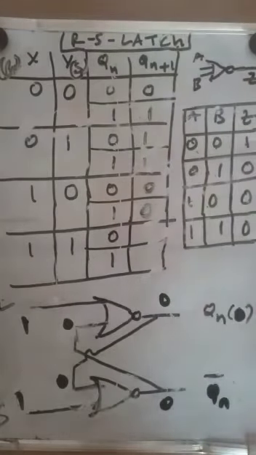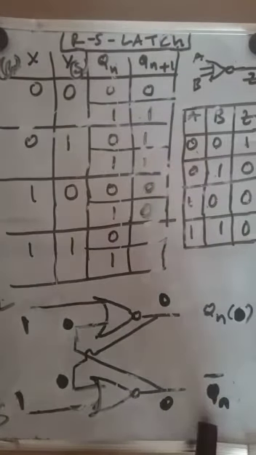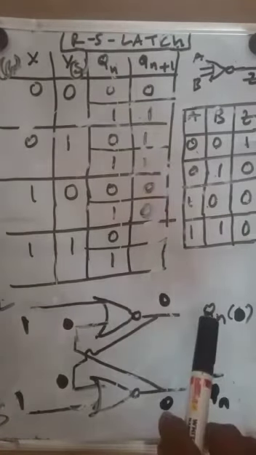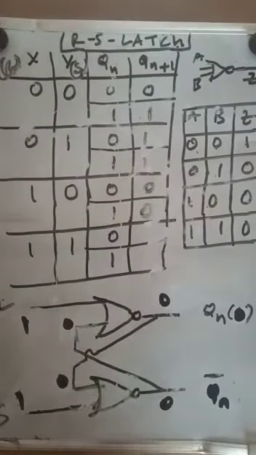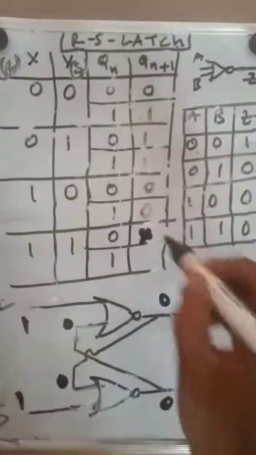0 0. Is it possible? No, because if the value is 1 it should become 0. If the value is 0 it becomes 1. But both these two inputs are the same value. So this is not possible. This is not possible case.